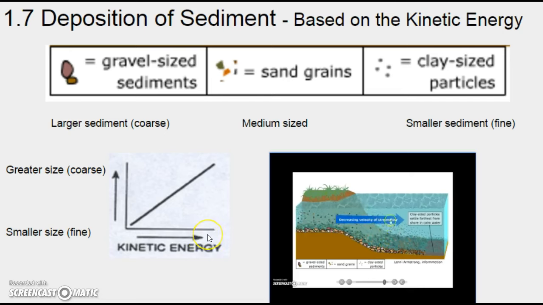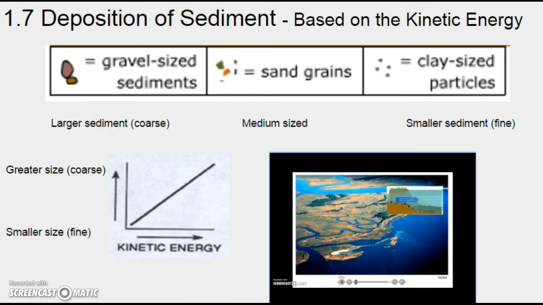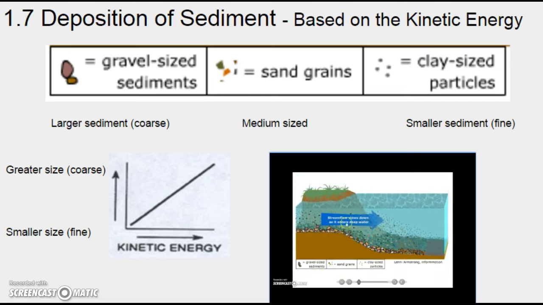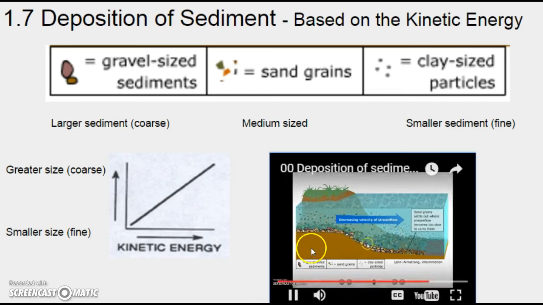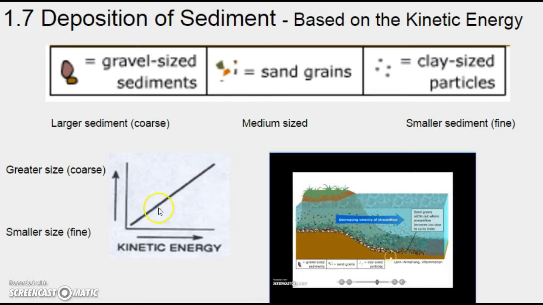We've determined that streamflow is the volume of flow. The width, the depth, and the velocity together are going to coincide, and they're going to drop off the largest, the coarsest particles first, the gravel-sized sediment first, right? Because as your kinetic energy changes, the sediment's going to be deposited. Next are going to be your sand grains. And then lastly, it doesn't take much kinetic energy to move clay-sized particles, and they'll be deposited last.